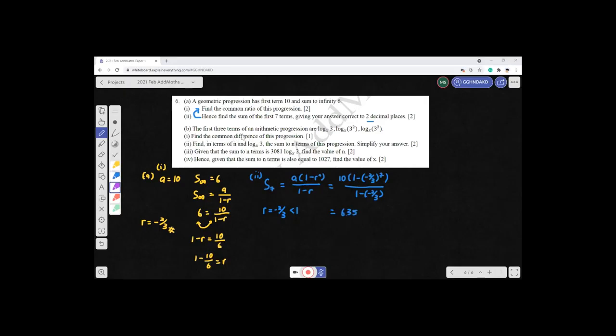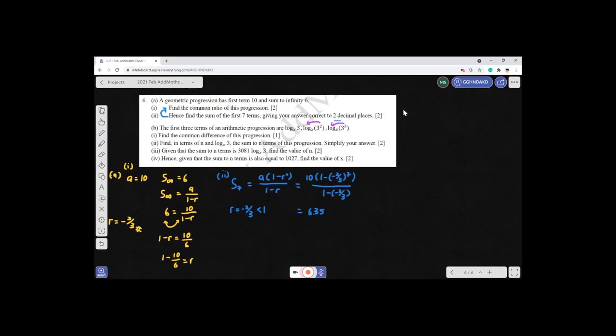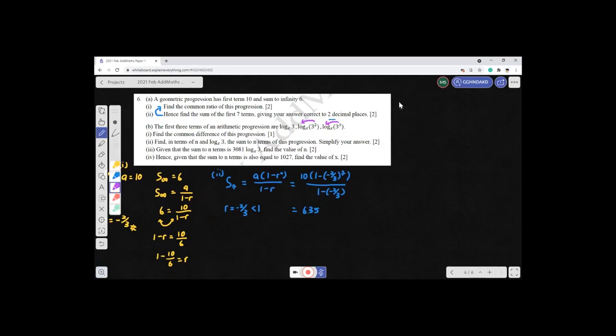So the first 3 terms of the arithmetic progression are log x cubed, log x3 squared, log x3 cubed. All of this, the power I can bring to the front. So this is what I get: log x cubed, then another one is 2 log x3 and 3 log x3.